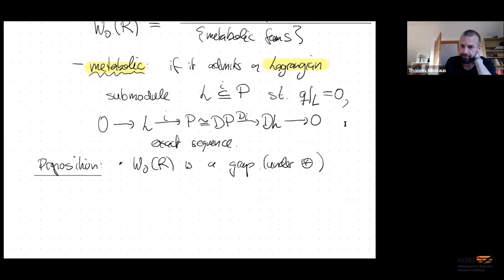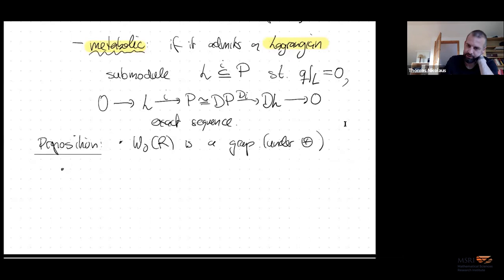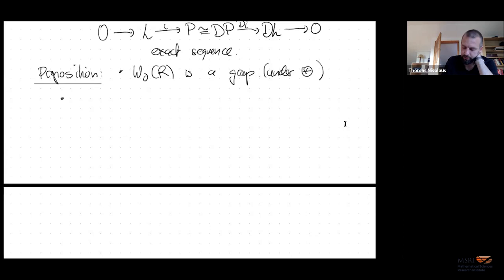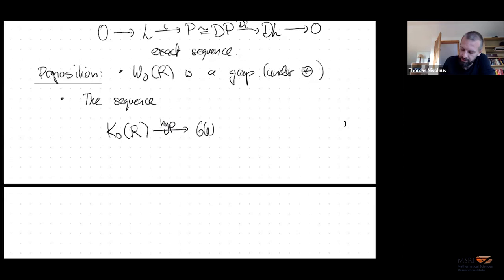And the second property is that we can look at the following sequence of abelian groups. So we can take K theory, K0(R). I hope everyone knows what K0(R) is. This is just the Grothendieck group, the group completion of isomorphism classes of finitely generated projective modules over R. And then there's a map called hyperbolic, I'll say a word about that in a second, going to the Grothendieck-Witt group. And then there's a map from the Grothendieck-Witt group down to the Witt group.